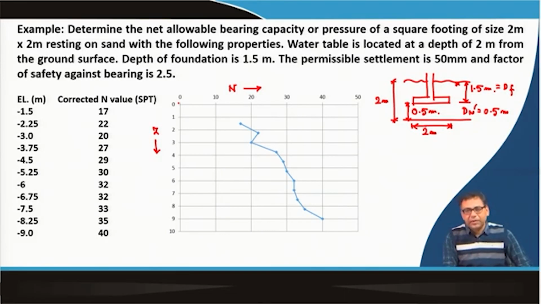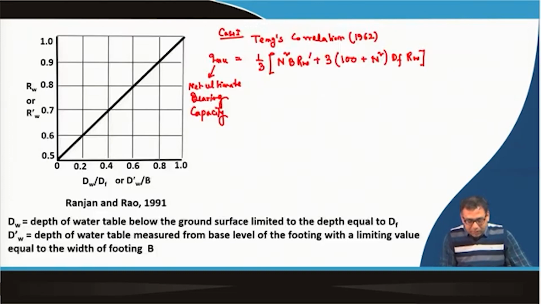Why is the permissible settlement taken as 50 millimeter? Because as per the IS code, for an isolated footing on sand, the permissible settlement is 50 millimeter. I have discussed that in the last class, so that is why I am taking the permissible settlement as 50 millimeter. Now, in the first case we have used the Teng correlations. Here these are the correlations. Now, we have to use the N value.